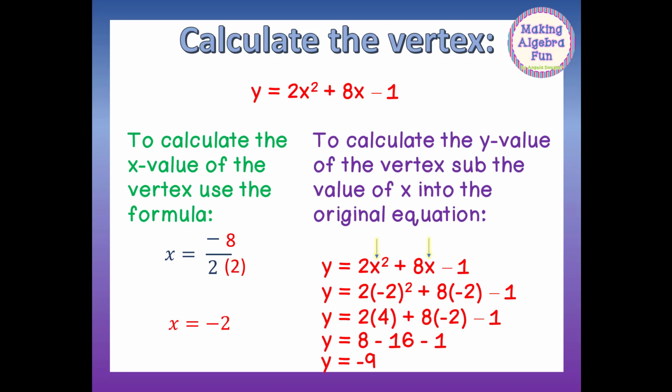So once I know my x value and then my y value, I have an ordered pair. So my vertex would be -2, -9.